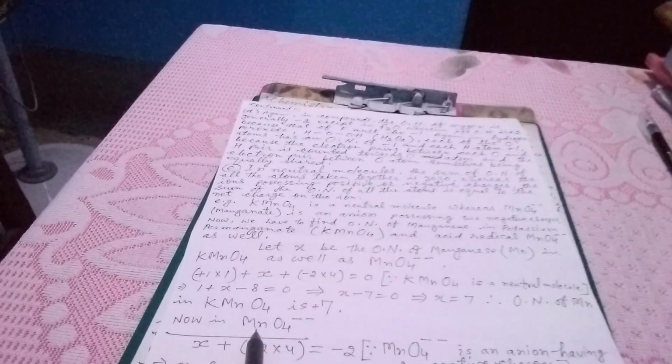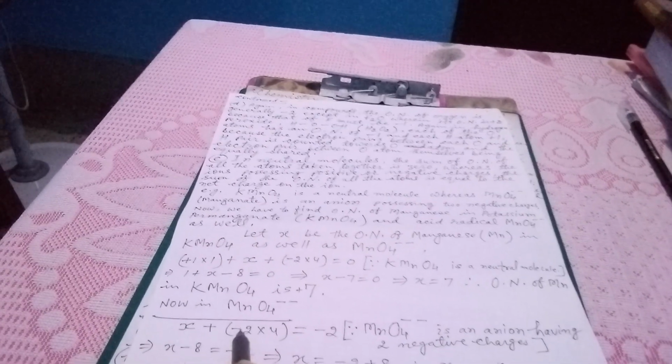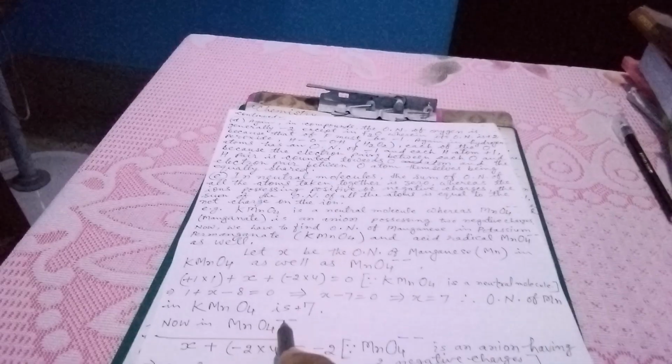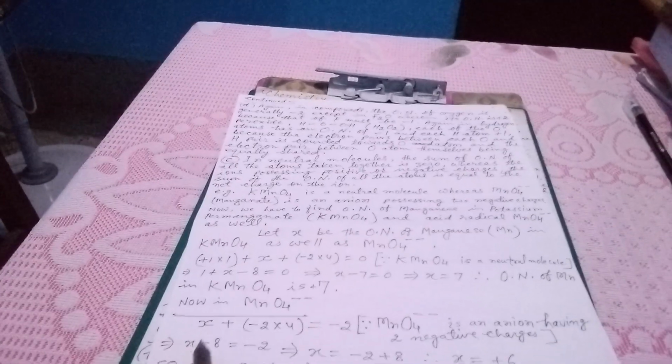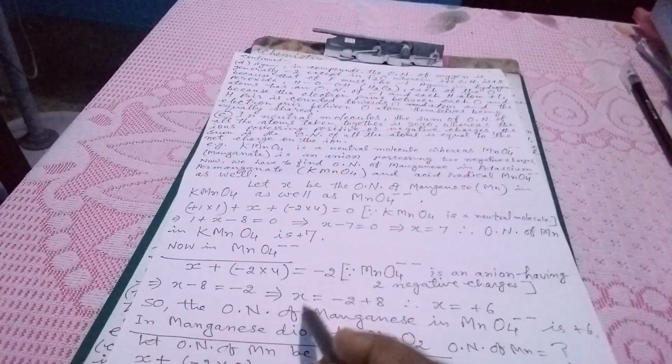Now in MnO4, which is an anion, we have to find the manganese oxidation number. It is a single atom, so we have supposed x, plus oxygen 4 atoms, and oxygen's oxidation number is -2, so -2 into 4, equals -2 because its net charge is -2. That's why we have written the net charge -2. So we get x minus 8 equals -2. This implies x equals -2 plus 8, that is x equals +6. Therefore the oxidation number of manganese in the MnO4 anion is +6.